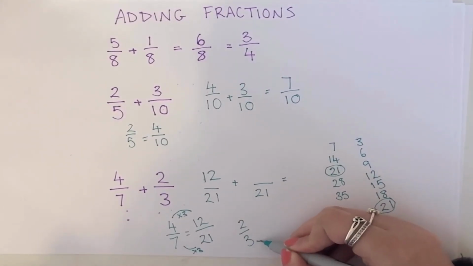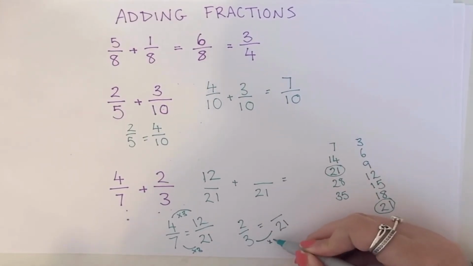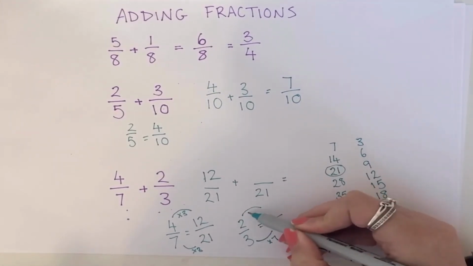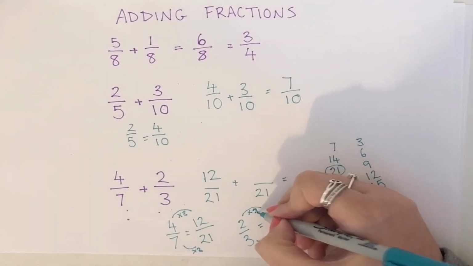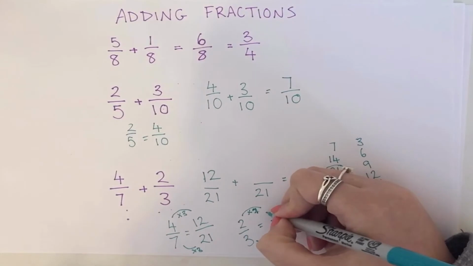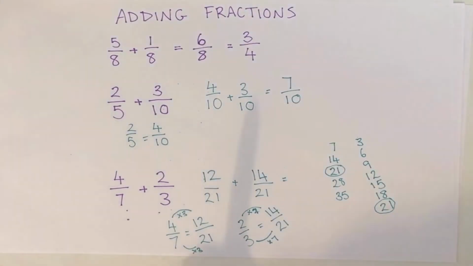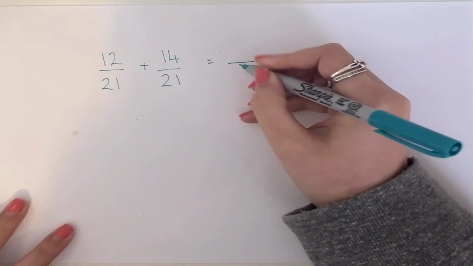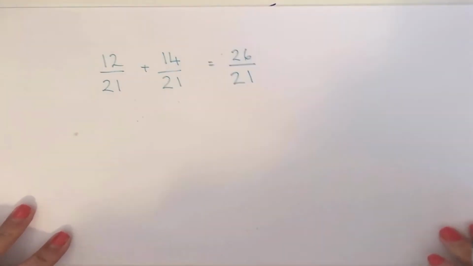So what do I do to my 3 to get to 21? I multiply it by 7. So I will do the same to the top, following that rule again. 2 times 7 is 14. So now I've got 12 over 21 and 14 over 21. I know that all together that gives me 26 over 21.